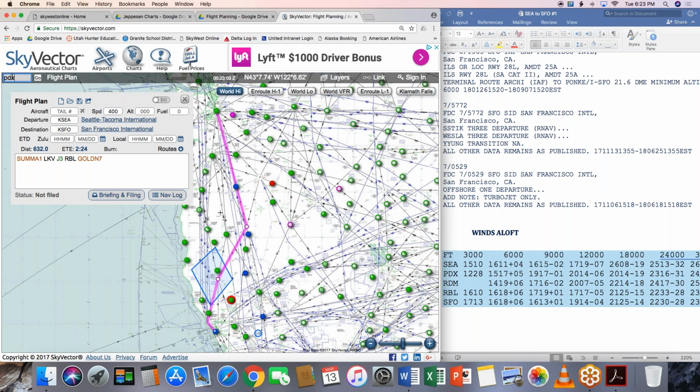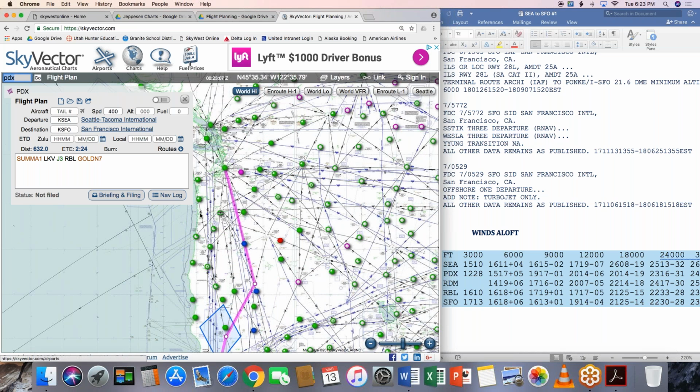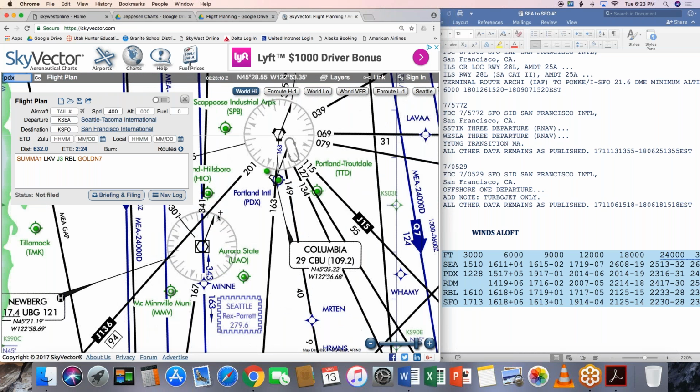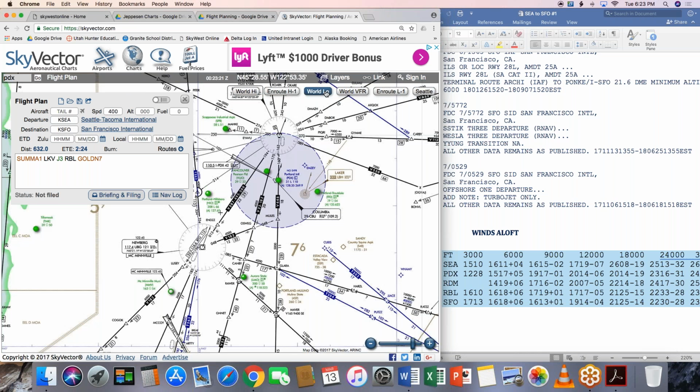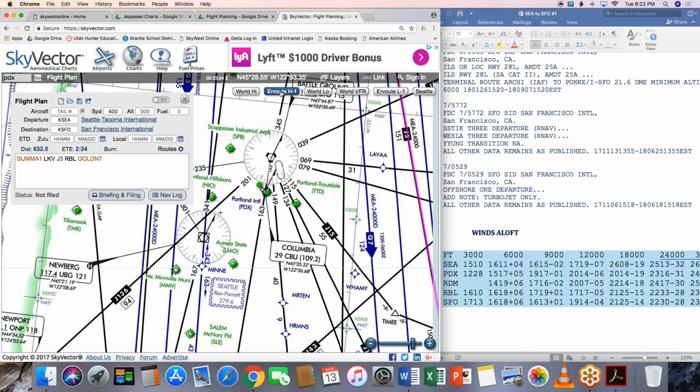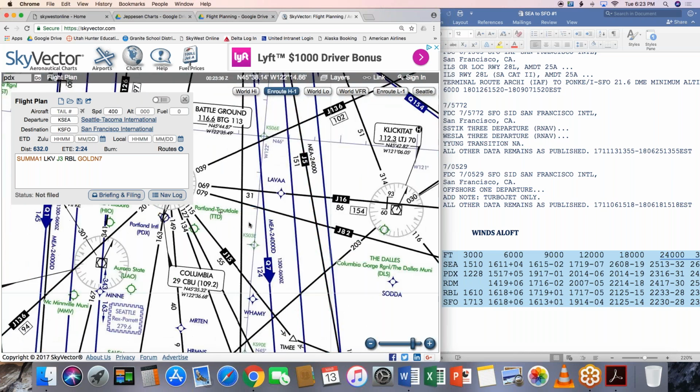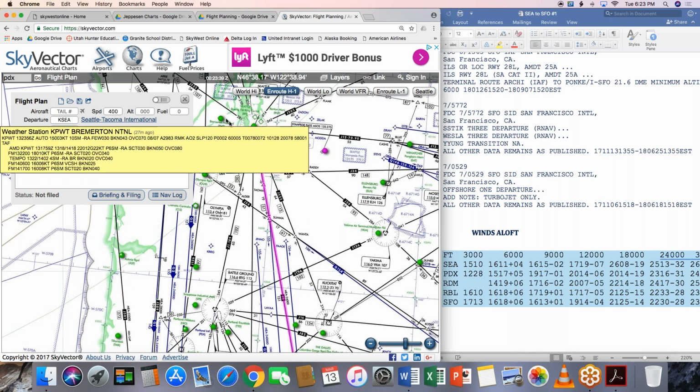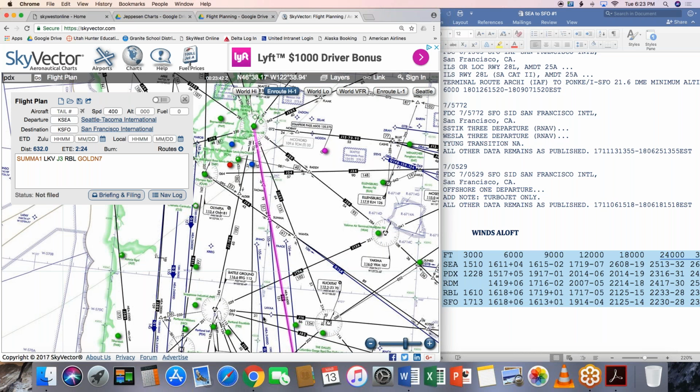So at Portland VOR, it's right here. Well, this is Columbia, but let's see if we switch to low. Anyways, maybe it's Portland International Airport. So Portland International, this is the winds and temperature aloft. Not too far south of Seattle, so we're probably going to still be climbing to 39,000 feet.